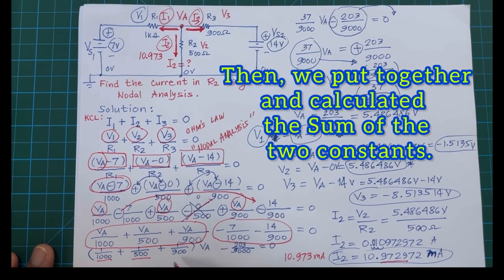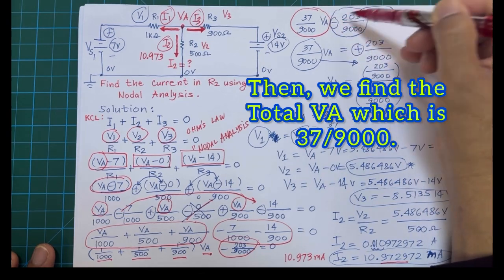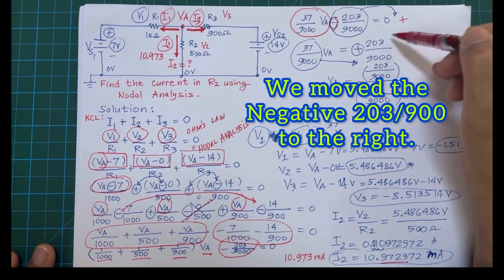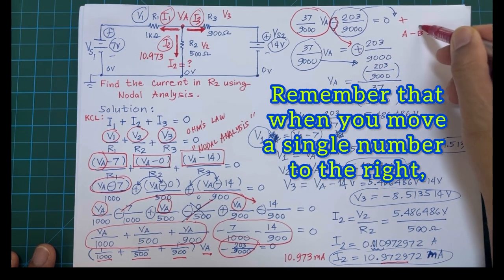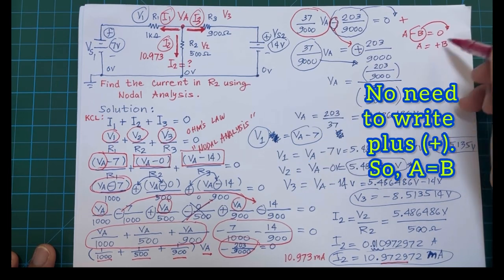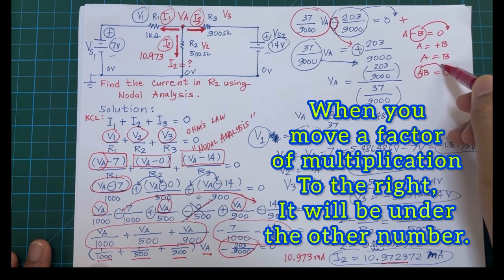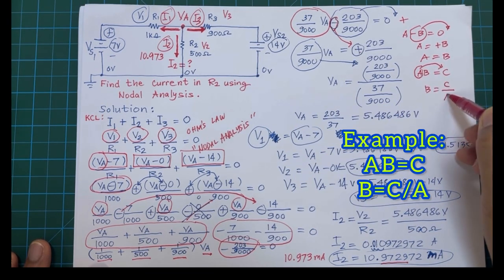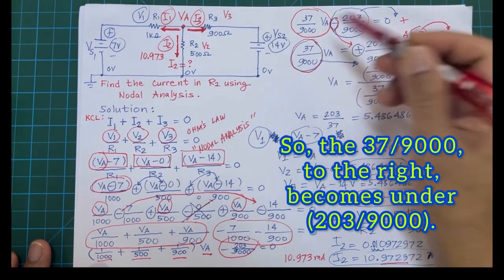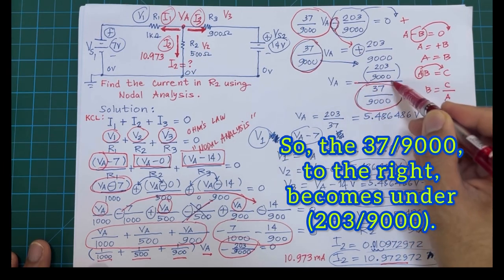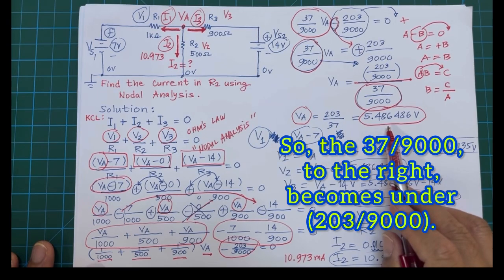But we have to add all of those which have a common variable of VA, and we got this answer here, but when we move the negative to the right, it becomes positive. And I also thought about using the positive negative symbol there. So as you can see here, A becomes positive B, although it's minus B, and if we are multiplying and you move it to the right, it will be divided. So we have here 37 over 9,000 multiplied with VA. It will go under the 203 over 9,000. And we got the final answer of VA.